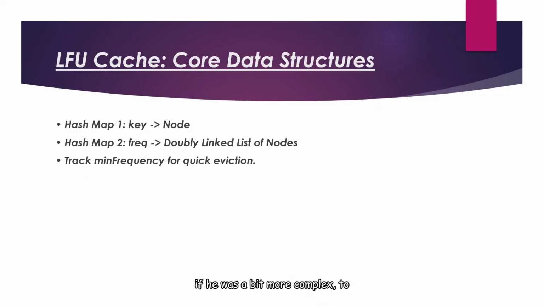LFU is a bit more complex to implement than LRU. We need to track not only the items but also their access frequencies. To do this efficiently, we use two hash maps. One maps keys to nodes so we can quickly find the data by key. Another maps frequencies to a linked list of nodes so we know all items at a given frequency. Plus, we maintain a minimum frequency tracker. This way, inserting, accessing, and evicting elements all happen in constant time. It's tricky but incredibly powerful.